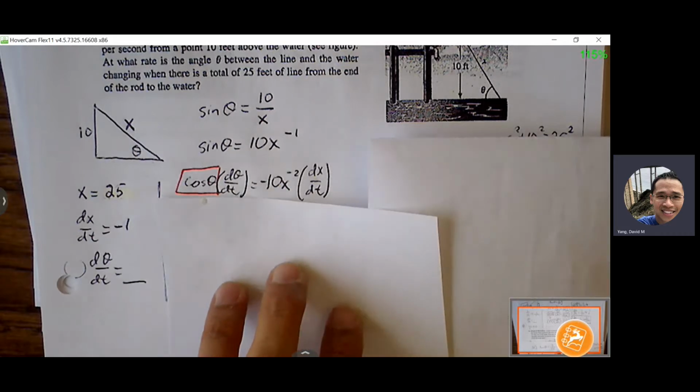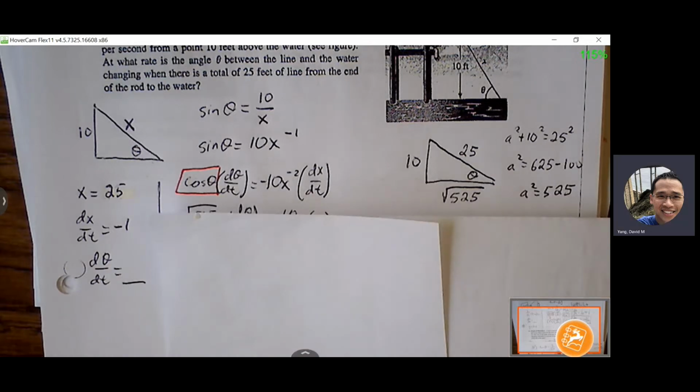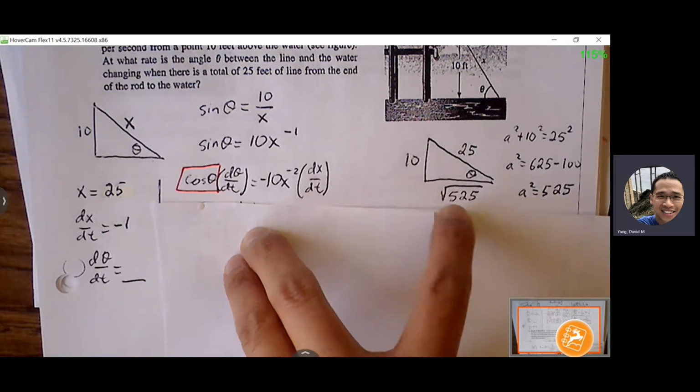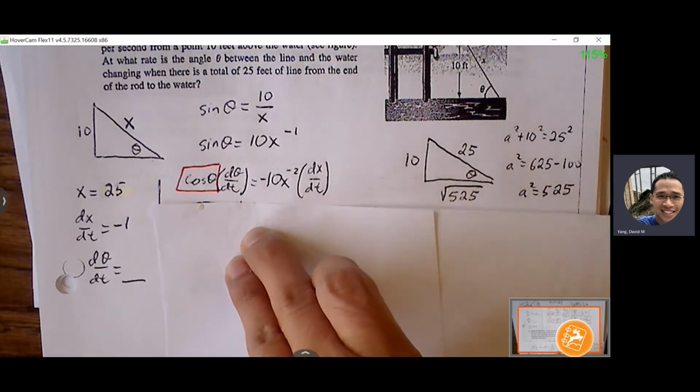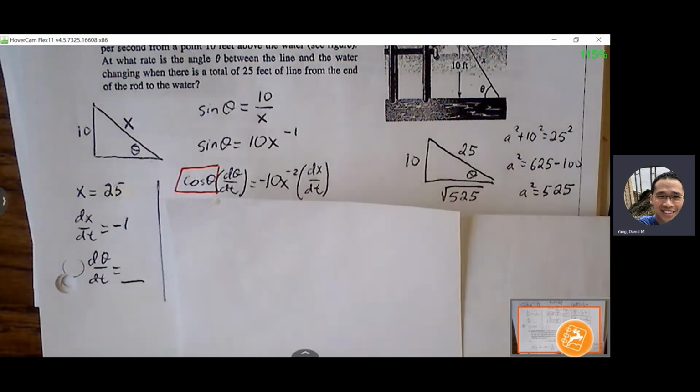And now we go to our triangle. Opposite is 10, hypotenuse is 25, Pythagorean theorem. A squared plus b squared equals c squared. 625 minus 100 is 525. We just used 525, root 525. Okay, so what can I replace cosine theta with? Adjacent over hypotenuse. And then everything else should just be a matter of plugging in. Make sure you bring that x to the -2 back to the denominator and then put 25.